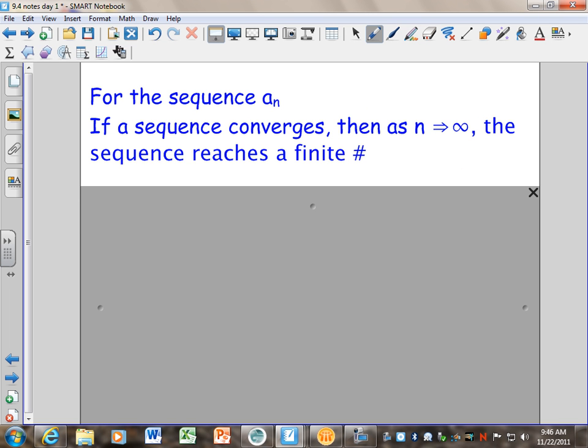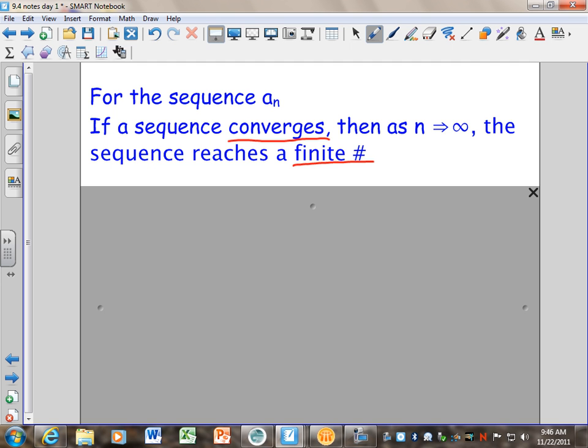Here's what you do need to write down. For any sequence a sub n, if a sequence converges, that means as you keep going higher and higher with your sequence, as the terms get bigger and bigger, like you do the 100th term, you do the 1,000th term, your answer is going to go towards a specific number.